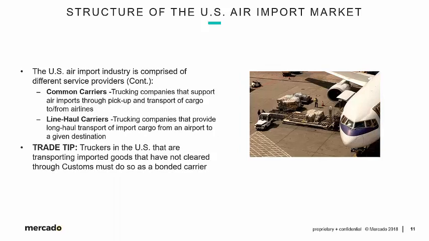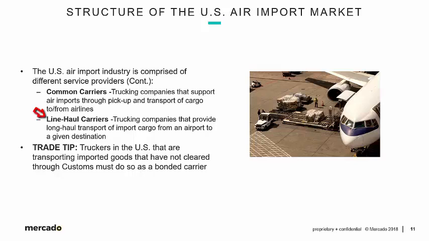Some others, moving away from the actual aircraft themselves, we have common carriers. These are trucking companies that support air imports through pickup and transport of cargo to and from airlines. Sometimes when a freight forwarder is delivering cargo at origin to an airline, they'll either use their own trucks or a common carrier, a trucker, to do that. When goods arrive in the United States, merchandise has to be moved as well. Common carriers will do that. Short haul common carriers, basically.